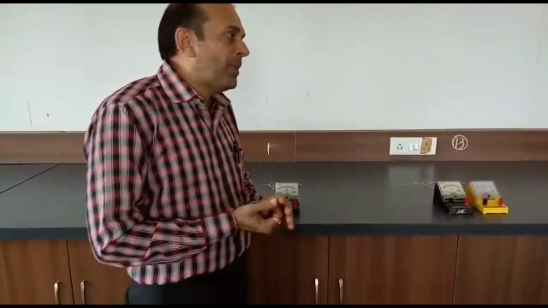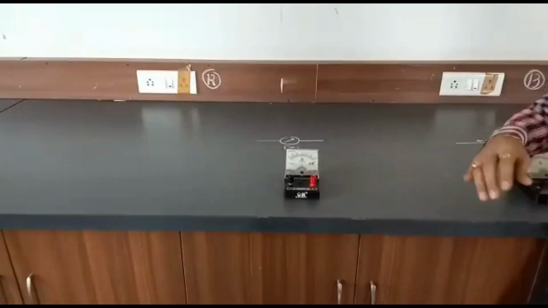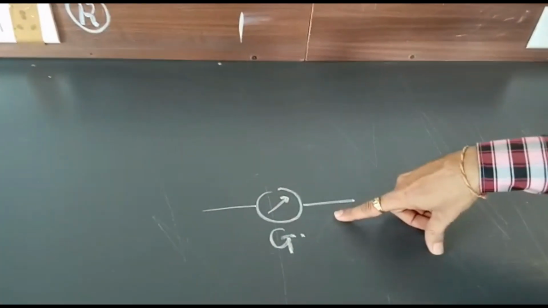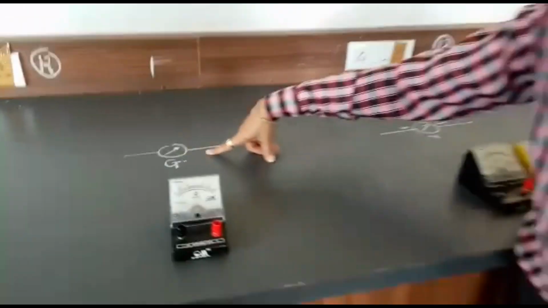So these are the electric devices we will use in the experiments. We have so many apparatus. With the help of these, and the symbol for the galvanometer is G. Now with the help of these instruments, we will start the experiment.